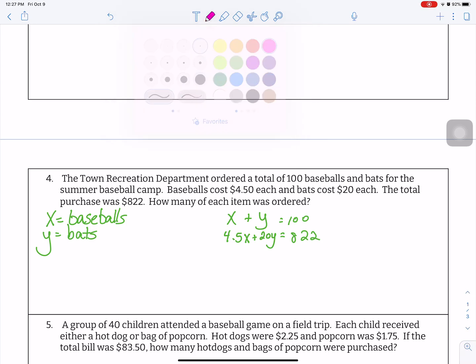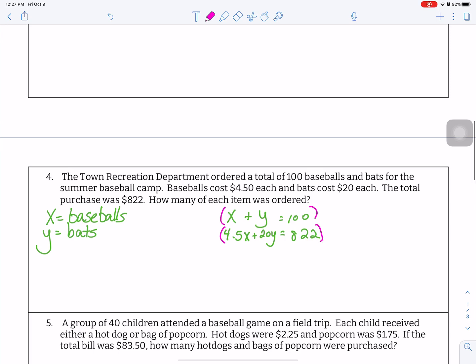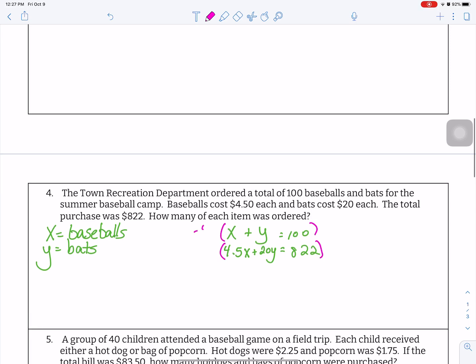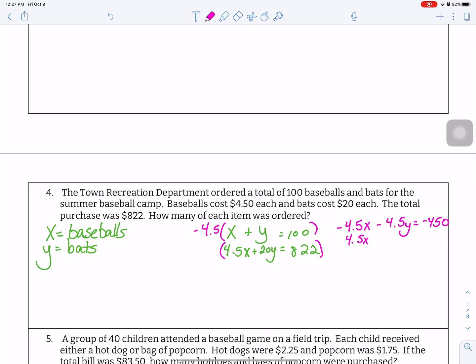Again, elimination tends to be the easiest. We could easily use substitution if you prefer to do that as well. I am going to multiply the top by -4.5. I'm not exactly sure why I put parentheses around the bottom. Maybe they just look pretty. Minus 4.5Y equals -450. And then I'm rewriting my other one. And I was just doing my last subtraction. So that's going to be 372.